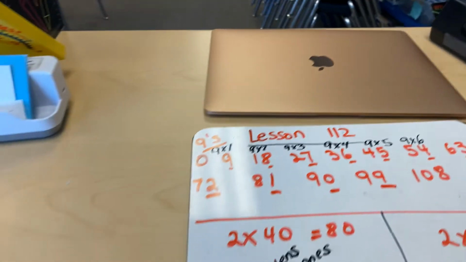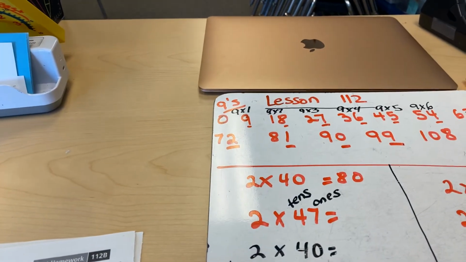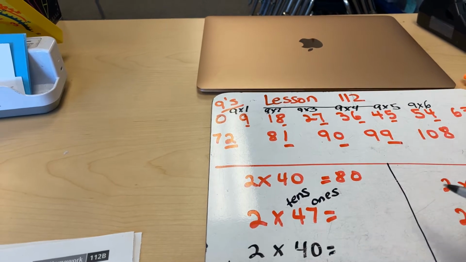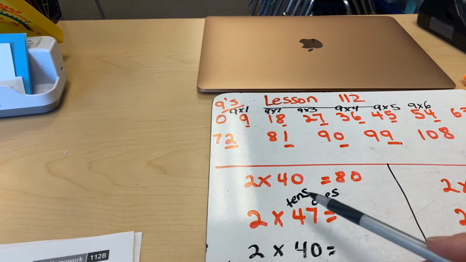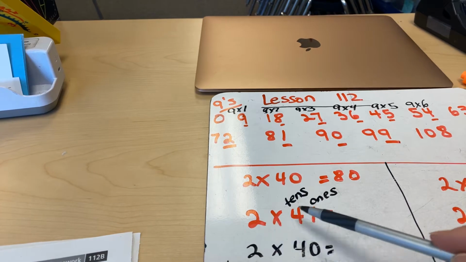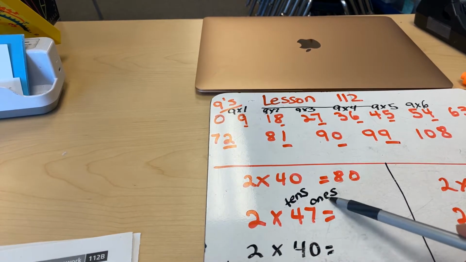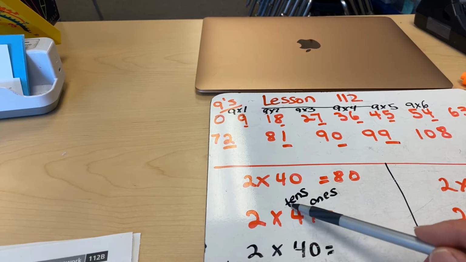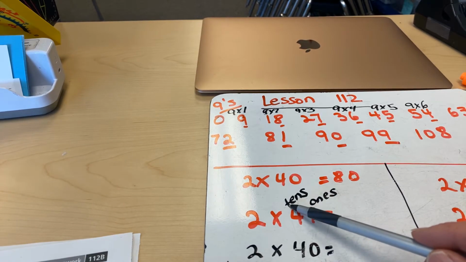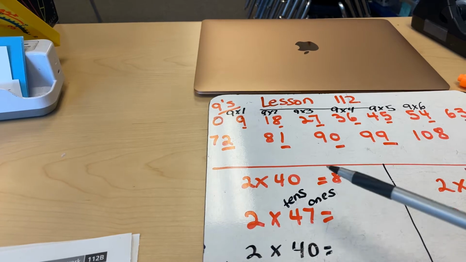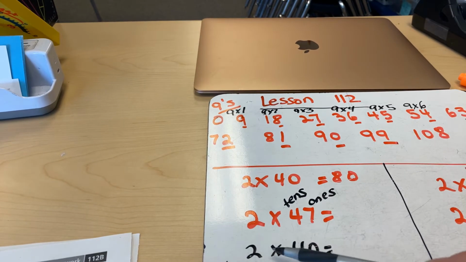So right here we have a problem that says 2 times 40 equals 80. That means 2 40s. So 40 plus 40 is 80. But now I have a problem that says 2 times 47? Well, the 7 is the ones, that means 7 ones, and the 4 means 4 tens. So that means 40, or 10 plus 10 plus 10 plus 10. That's what that means.